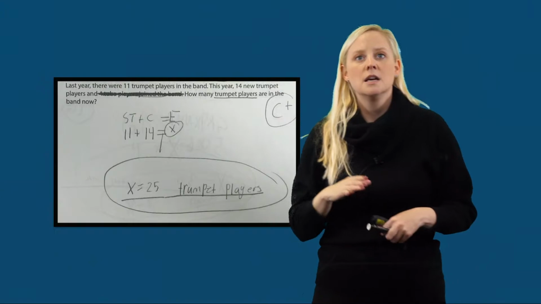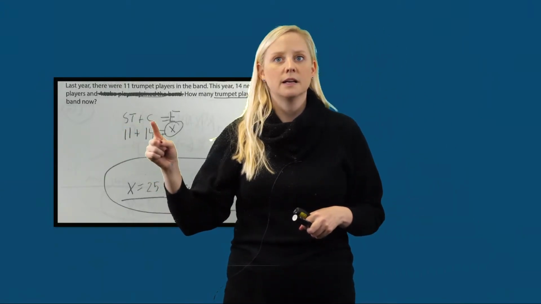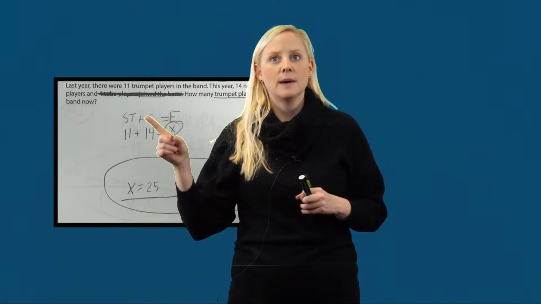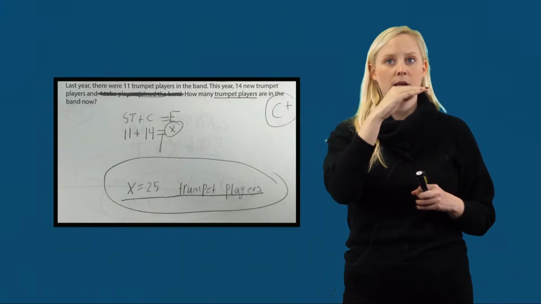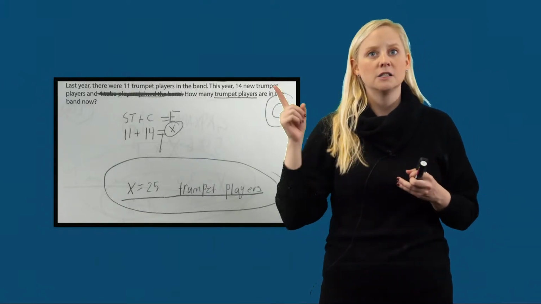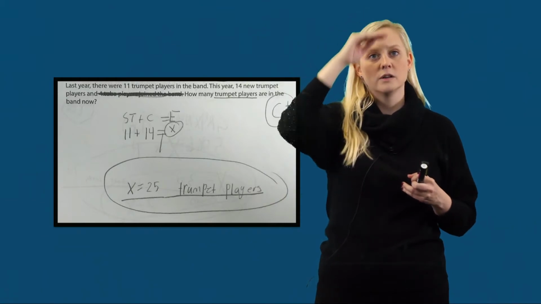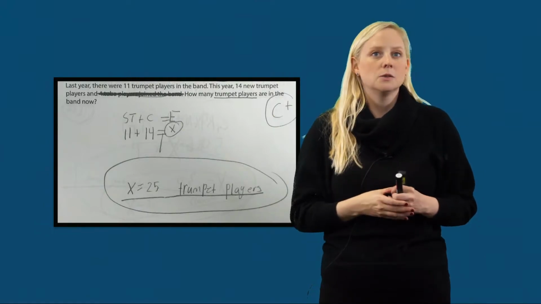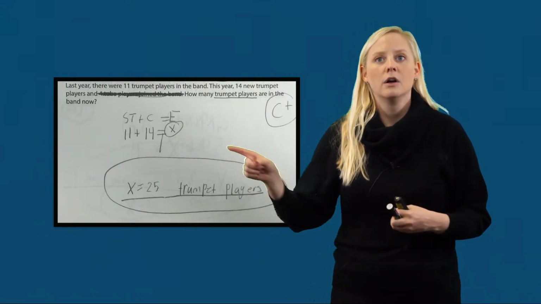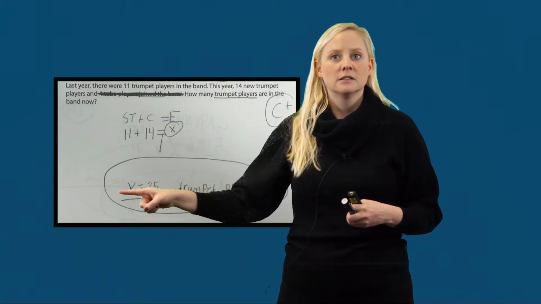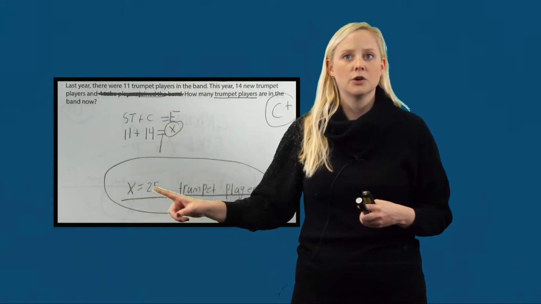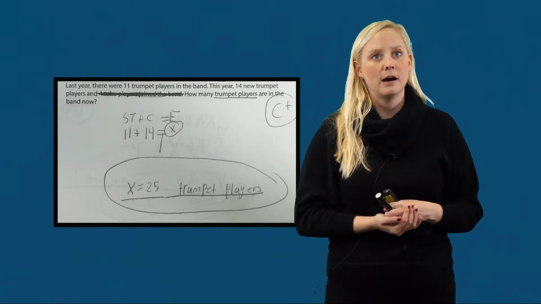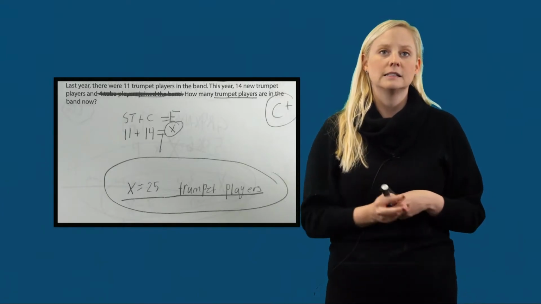Here the student wrote the equation ST plus C is the same as E, our change increase equation. The student identified the start amount as 11 because we started with 11 trumpet players. The student identified the change amount as 14 because we have 14 new trumpet players joining the band. The student identified the end amount as X because we don't know how many players are in the band now. Student correctly isolated the X, solved the problem. 25 trumpet players, correctly put a number and a label. Because this is a change increase, our end amount needs to be the greater amount in order for our answer to make sense, and we see that's the case in this problem.